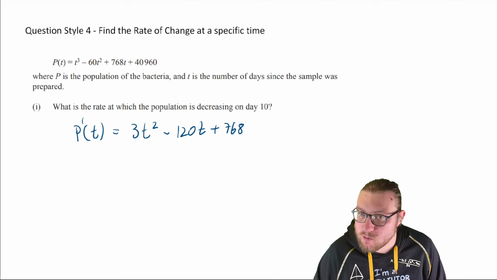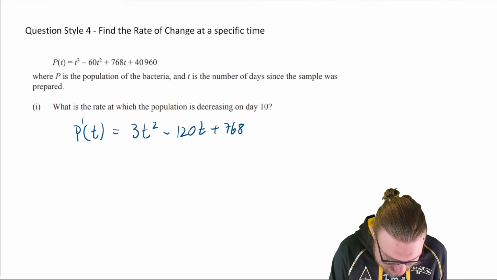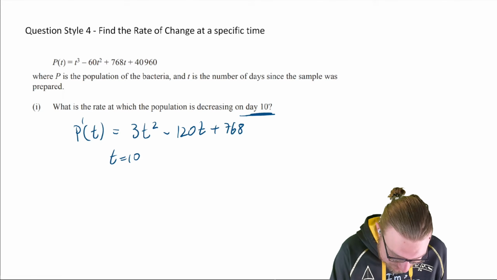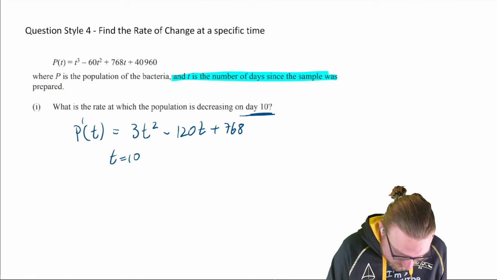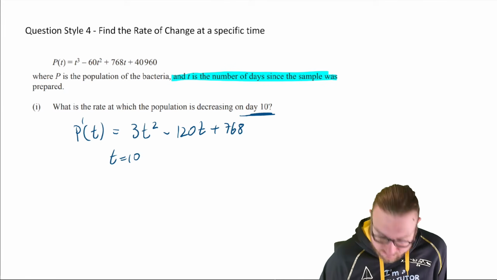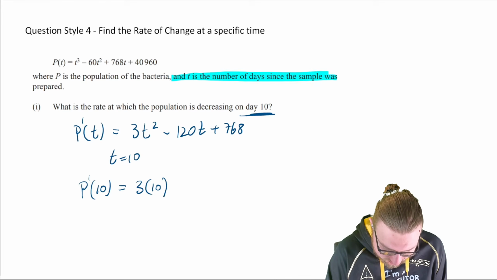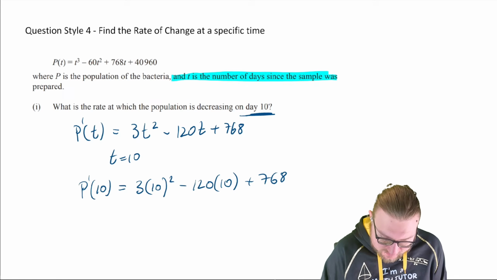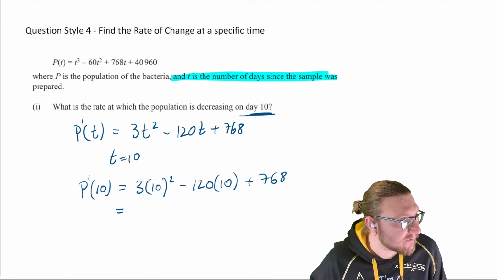And if we want to know what this is at a specific time frame, then we can substitute in t is equal to 10. That is day 10. And you can see this because t is given as the number of days. Okay, so let's substitute that in. We're going to get p of 10 prime is equal to 3 times 10 squared minus 120 times 10 plus 768. And we're going to put this into the calculator, and then we'll have the answer.